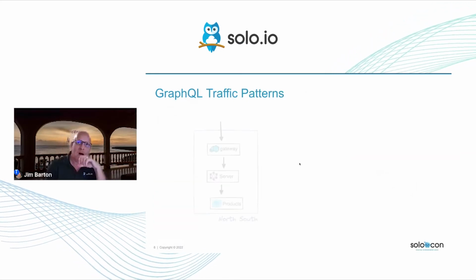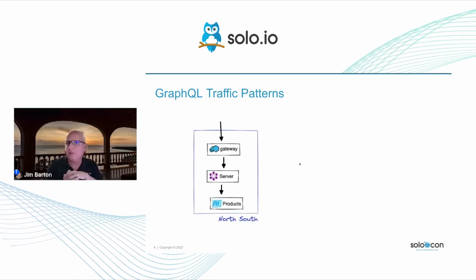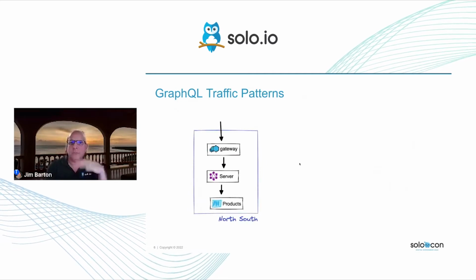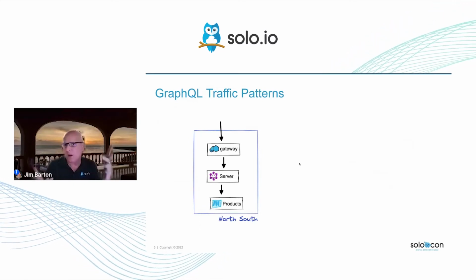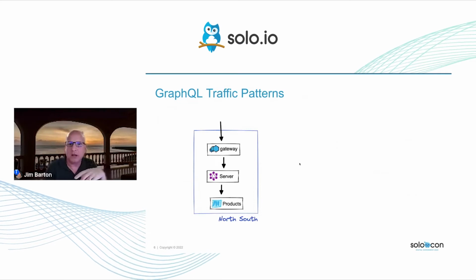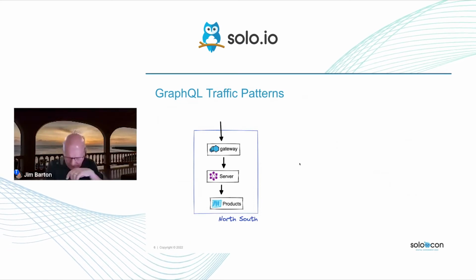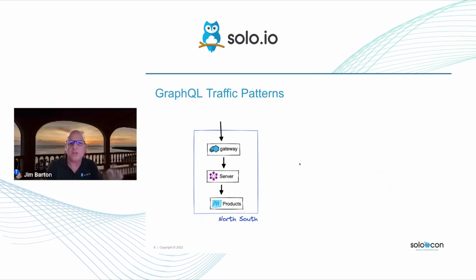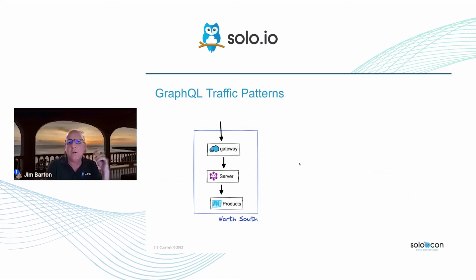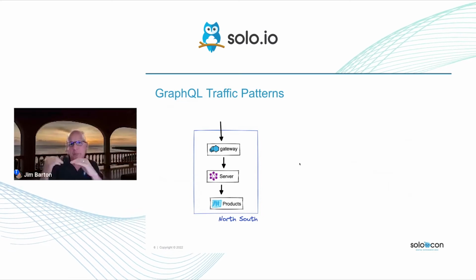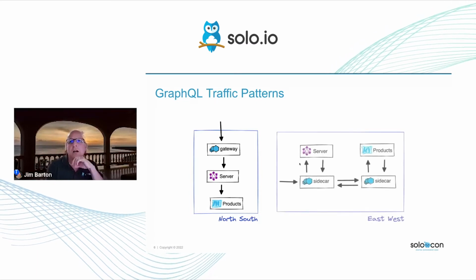And so what you end up with is traffic patterns very much like this, where you've got this separate server instance that knows about GraphQL, that sits behind a gateway that provides all of these other capabilities like security, traffic management policies, routing, rate limiting, and so forth. But then this separate GraphQL server behind that just to serve up those interfaces.